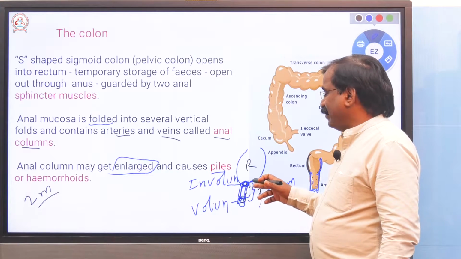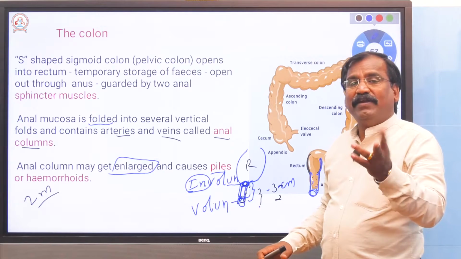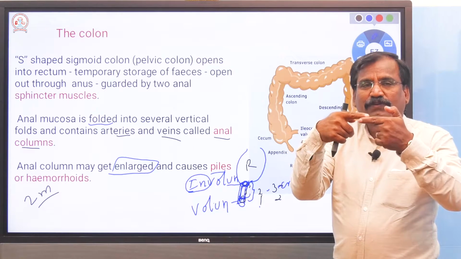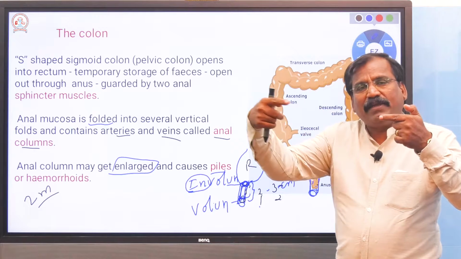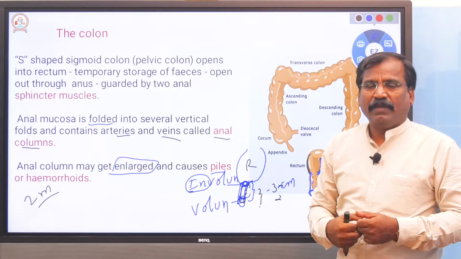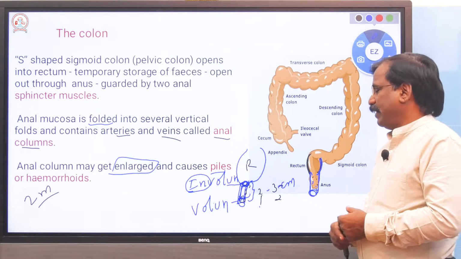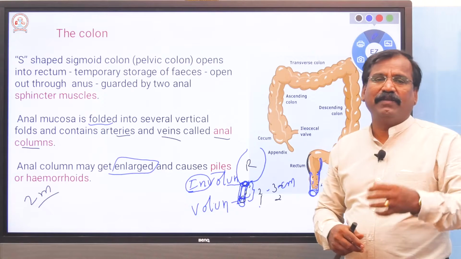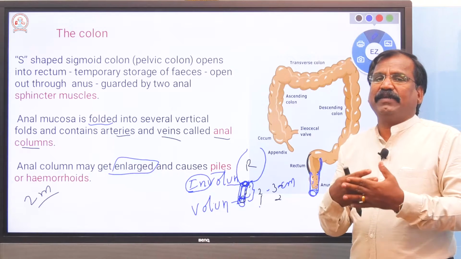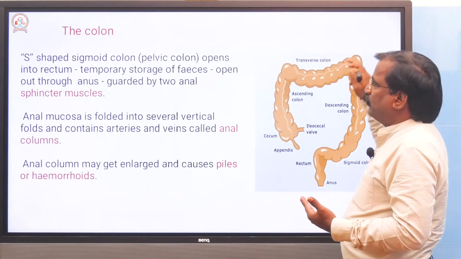You can remember it easily: internal sphincter, internal has IN, involuntary has IN. So match them. The internal sphincter is involuntary in nature, and the external sphincter is voluntary. We can open and close it at our wish. This external sphincter regulates the flow of feces, the undigested waste materials. Okay, that's all.